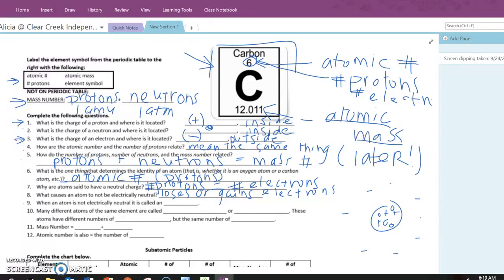Number 9, when an atom is not electrically neutral, it is called an ion. And I learned on Friday with my pre-AP kids that it's some kind of abbreviation for "I don't know," which is just silly.